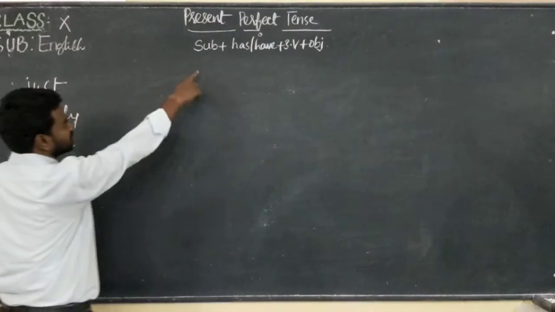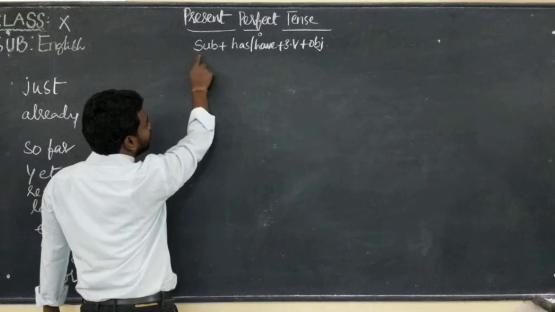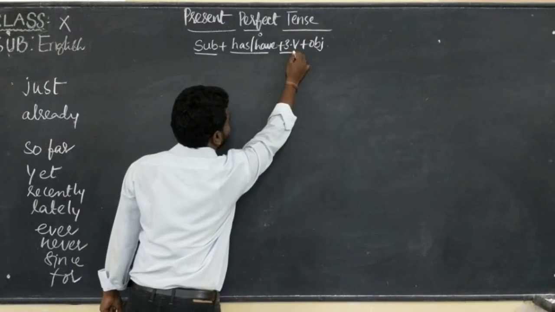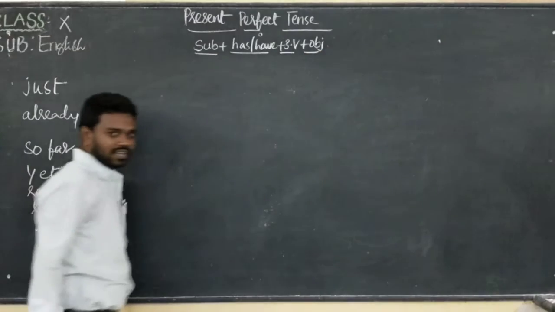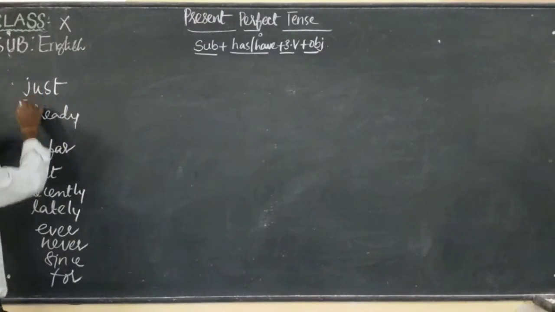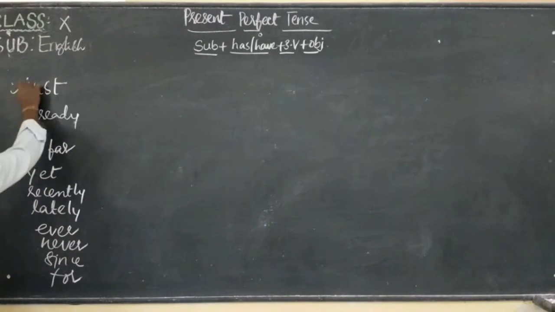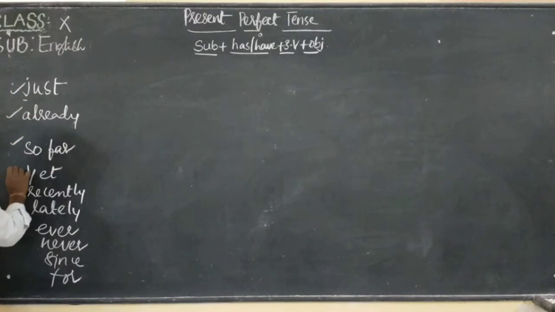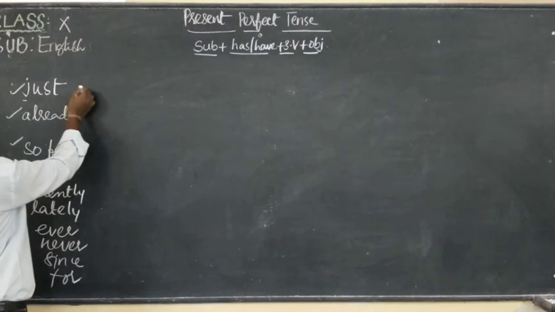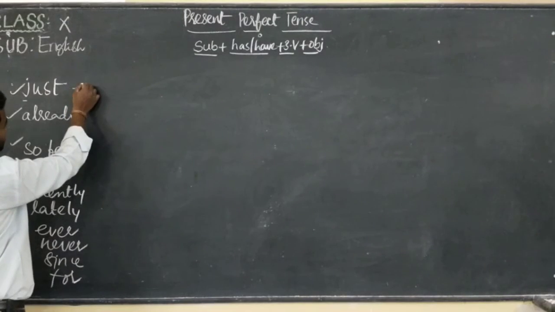So already you know the structure, right? What is the form of present perfect tense? Subject, has or have, plus third form of verb, plus object. Now let us see the keywords. What are the keywords here? Just, already, so far, yet, recently, lately, ever, never, since, for. Right, just. What does it mean?